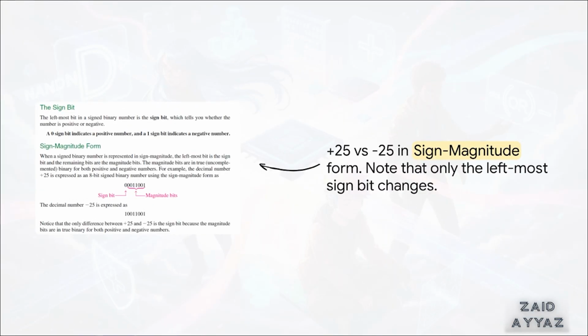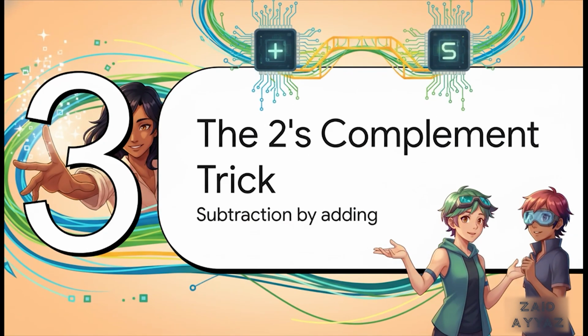And this is a perfect example of how that works. This method is called sign magnitude. You can see plus 25 here starts with a 0. And for minus 25, the rest of the number is exactly the same, we just flipped that one sign bit at the beginning to a 1. It makes total sense to us humans, but it turns out it's actually not the best way for a computer to do math.